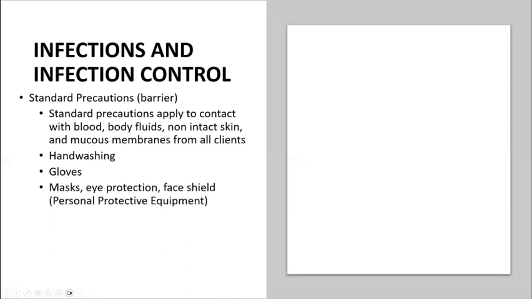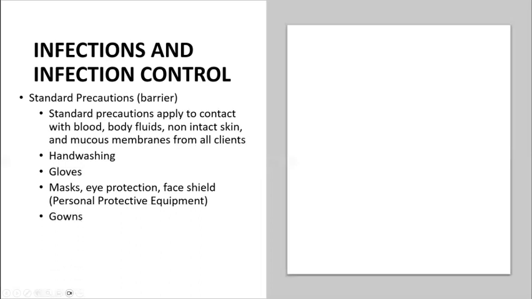Masks, eye protection, and face shields are all part of our personal protective equipment, and they are used to protect mucous membranes, like the eyes, the nose, and the mouth, during procedures and client care activities that are likely to generate splashes or sprays of blood, bodily fluids, or excretions.